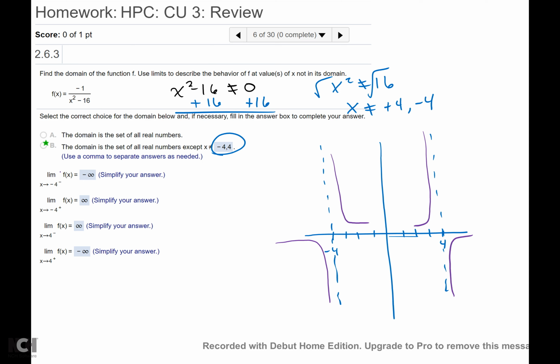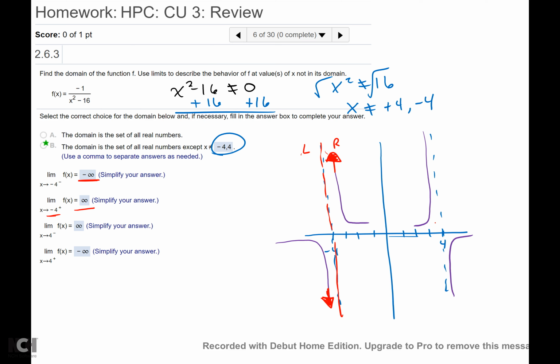So it says find the limit as x approaches -4 from the left. Okay, so here's my -4, left side, right side. So on the left side, the tail closest to the red line is pointing down, which means it goes to negative infinity. Okay, on the right-hand side, we're approaching -4 from the right, and if I look at the arrow closest to the right-hand side, it's pointing up, which means the limit is going to positive infinity.